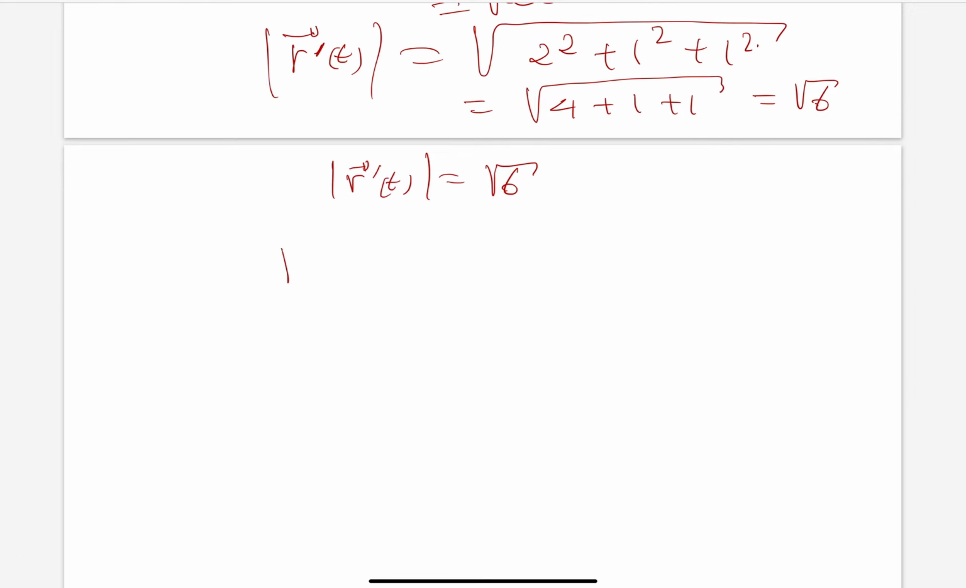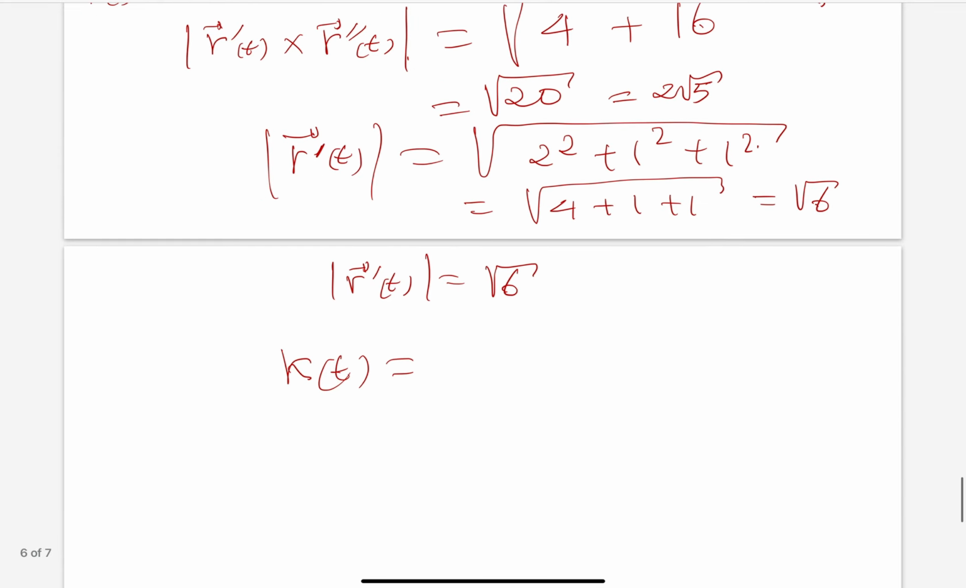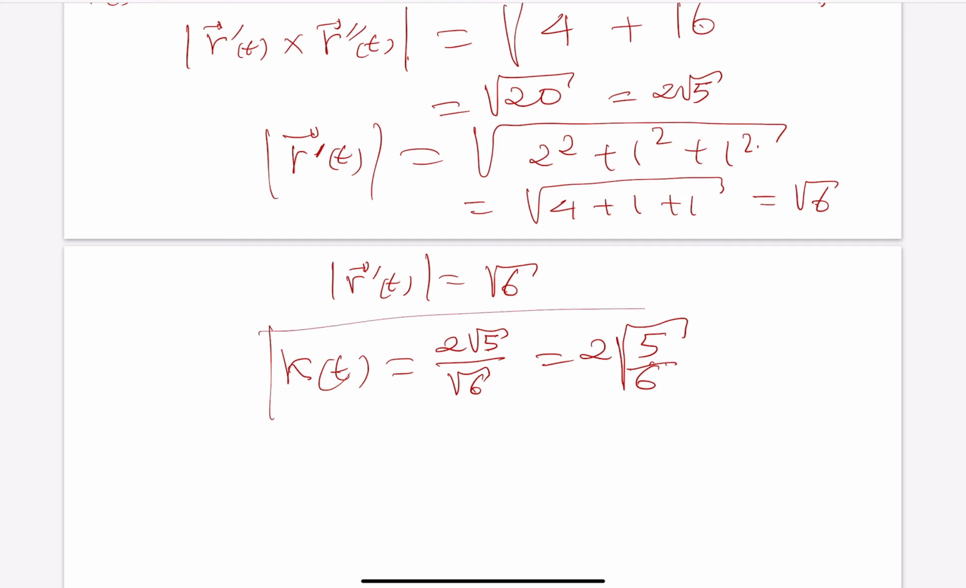Now the curvature is just the length, 2 square root of 5, divided by square root of 6, and that's it. We can stop here, or you can also write it down like this if you want. It's the same thing. Either way is fine. That's it. That's the curvature.